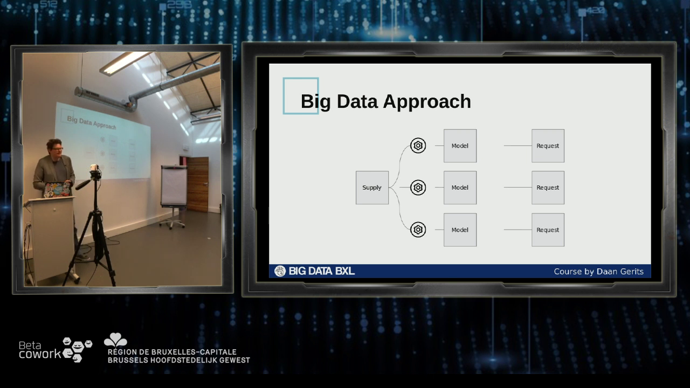So when you look at the big data approach, it's perfectly fine to have multiple of these models. And as you can see, your request is not the place where all your computation is being done. All your computation is being done up front, and your data is modeled in such a way to answer the request in the best possible and the easiest way possible.